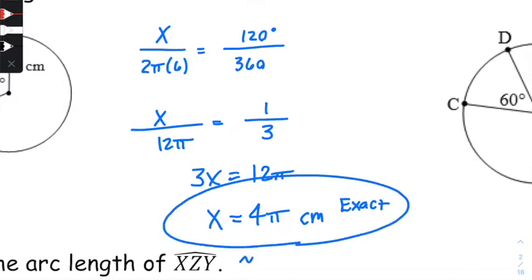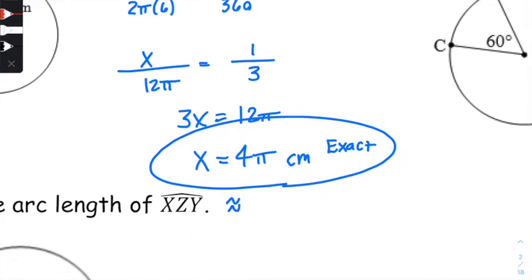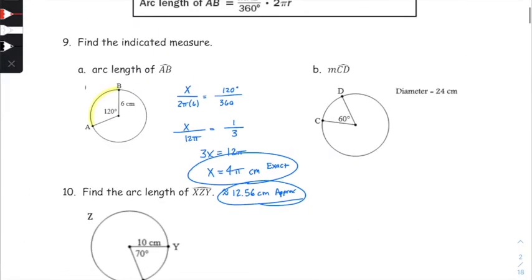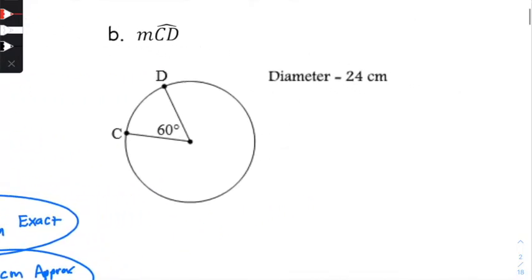If you wanted the approximate answer or the rounded answer, you would just do the 4 times pi, so 3.14. It's about 12.56. And that'll be it there. So this would be the approximate answer. So just be on the lookout for the different styles of answers they want. And that'll be it. All right, so B, pretty much the same thing right here.